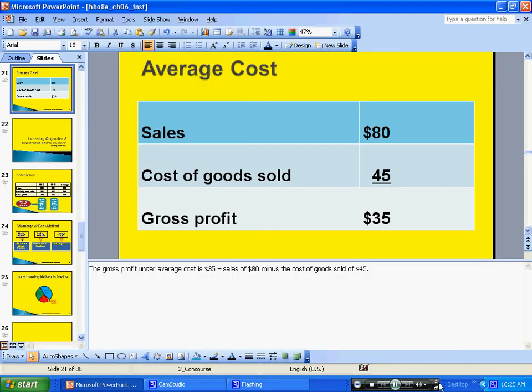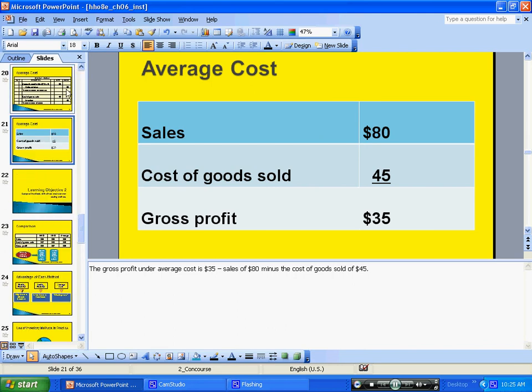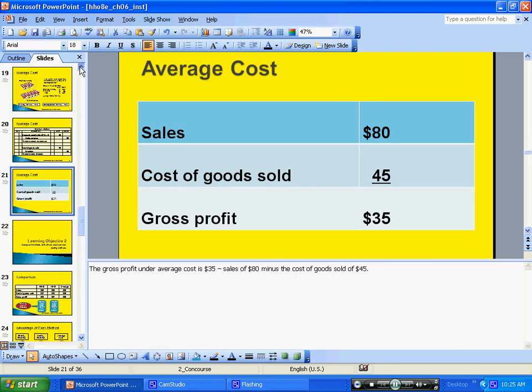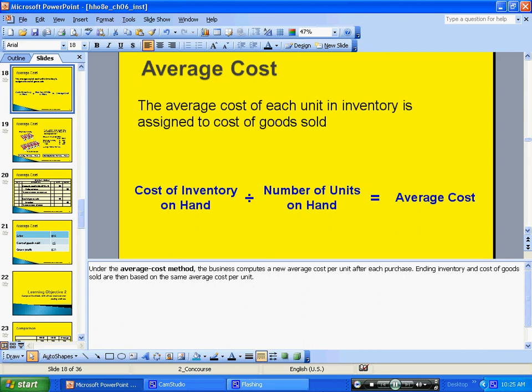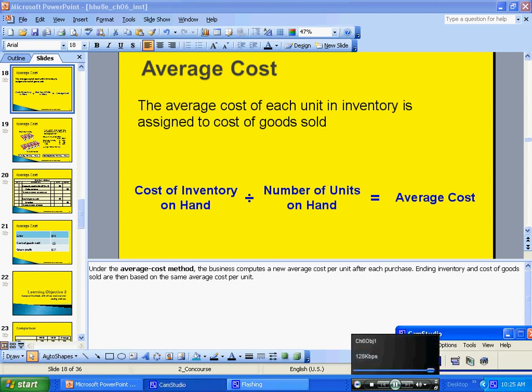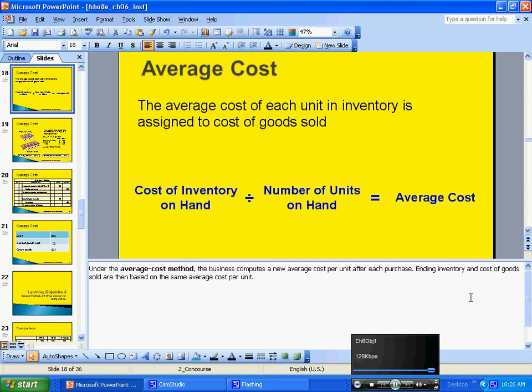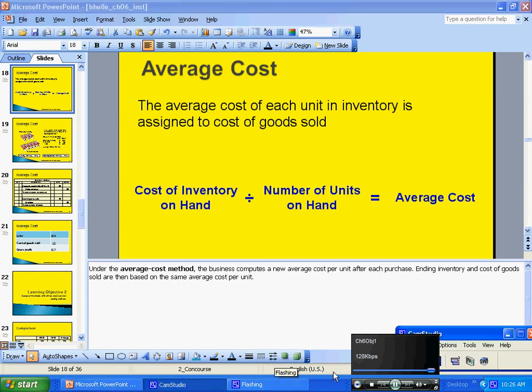So under the average cost method, we take the total cost of inventory and divide it by the number of units to come up with our average cost. That's an overview of specific unit cost, FIFO, first in, first out, LIFO, last in, first out, and the average cost method of pricing inventory.